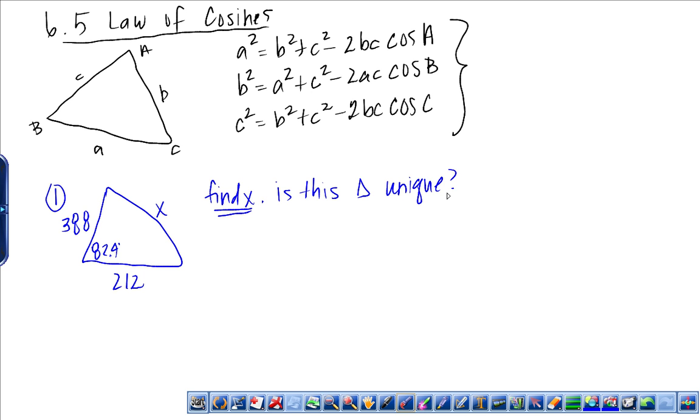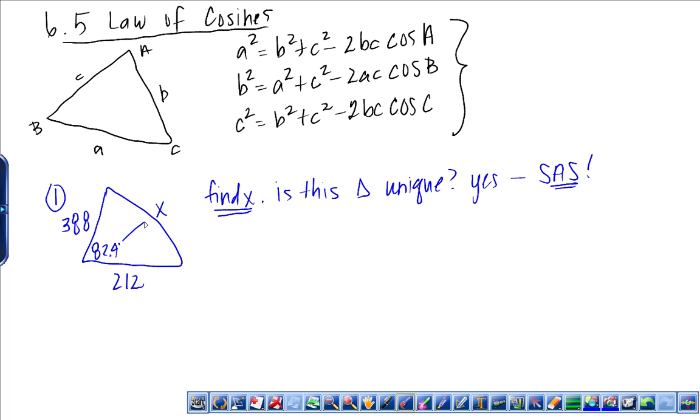What you should look at here is, yes, it is unique. Way back in geometry, you found that this is a unique triangle because of side, angle, side. So there's no other triangle that can be made like this. Yes, because of side, angle, side. There's no other triangle that can be made exactly with these measurements.